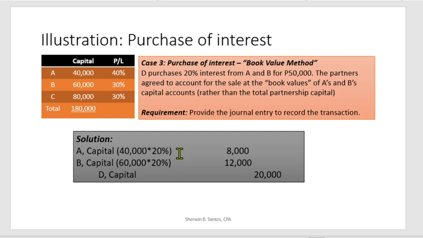So A capital is 40,000 times 20%. So yun yung ibebenta niya, 8,000. B capital is 60,000 times 20%, that is 12,000. So D capital is 20,000. So kung ang binayad ni D ay 50,000, so therefore, mayroong personal gain na 30,000 for A and B. So, bahala na silang maghati doon. Okay, because the requirement is for the partnership books.